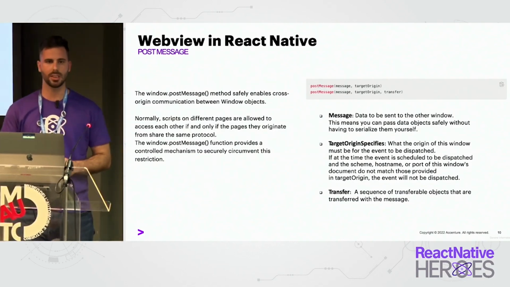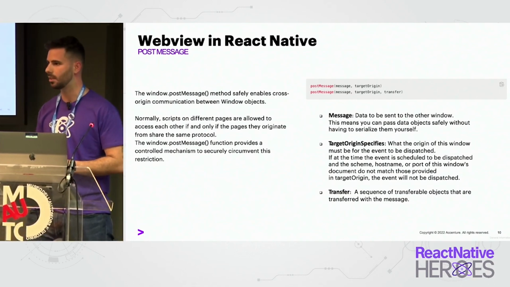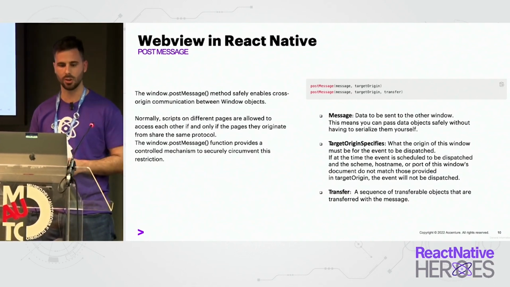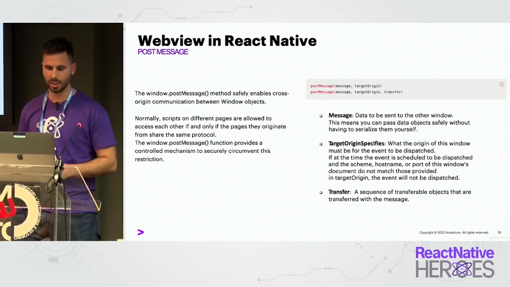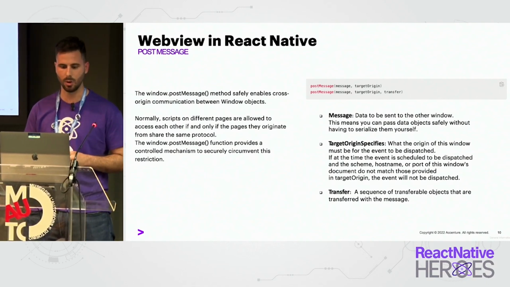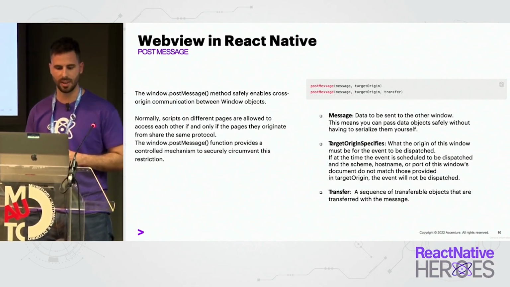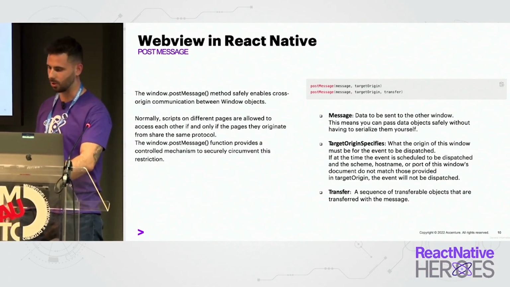What is the post message? The post message is a JavaScript function that permits the website to communicate with the mobile application. It accepts 3 different properties: the message, that is the data to be sent to the other window, the target origin, and the transfer, that is a sequence of transferable objects that are transferred along with the message.